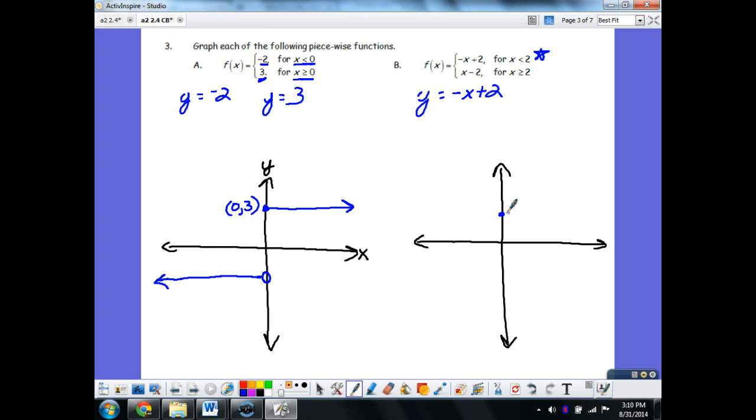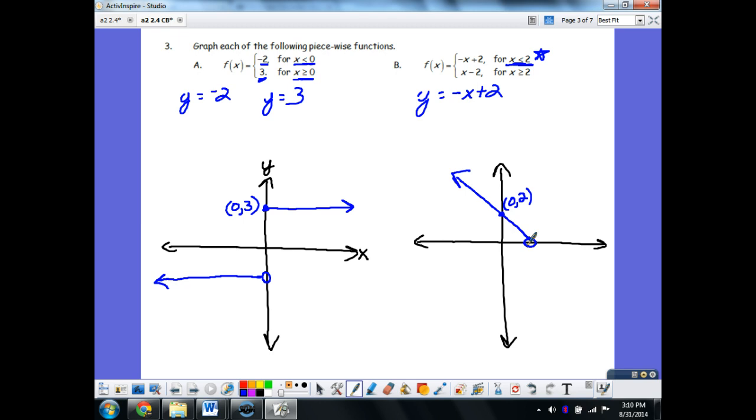y-intercept of 2, slope of -1, and I'm going to see what the value of this function is at x equals 2. If I plug 2 in for x, the opposite of 2 is -2, plus 2 is 0. Now, notice how it's on this line all the way up to 2. So we're going to open circle there. And this y-intercept is (0, 2). And we're not quite going to graph that yet.